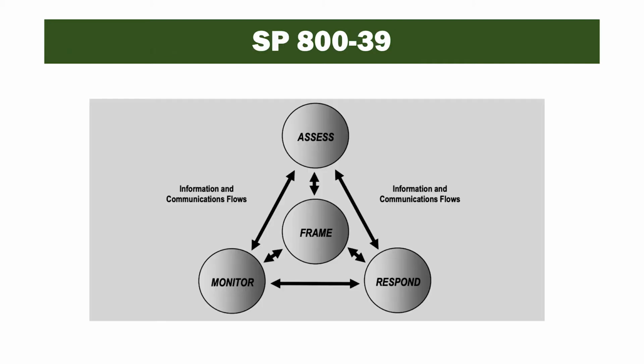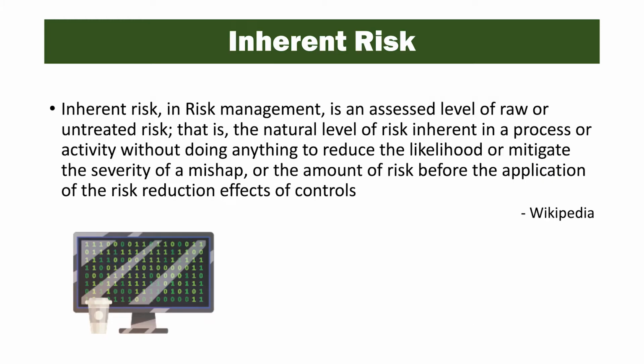Special Publication 800-39, Enterprise Risk Management, uses this four-step process to manage risk, where we frame risk, assess risk, respond to risk, and monitor risk. And these activities are all interrelated. It's important to define some basic terms before we move on.